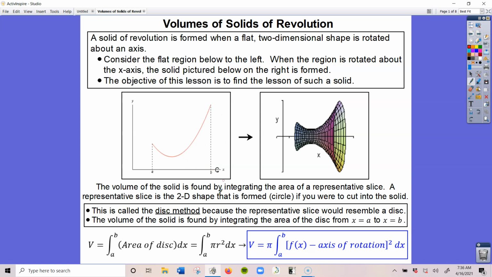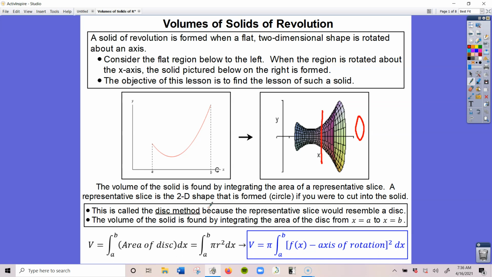Because if you just continue to rotate it and you draw circles, basically you would end up with a shape like this. Now, when you think about it, if you cut a slice out of this figure, like if you just cut it through here and you look at it from the side, what you see would be a circle. So in order to find the volume of this solid that is created, this is called the disk method.